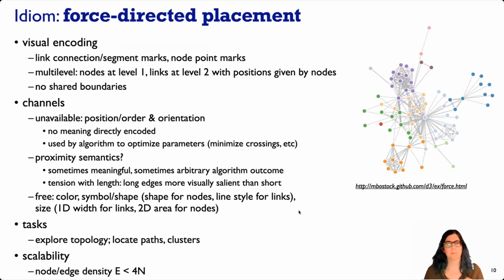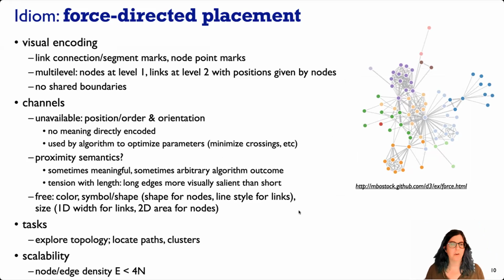So, let's analyze this. Force-directed placement, from a visual encoding point of view, well, we've got these link marks, and the mark type is a segment, and these are specifically connection marks. And then we have these point marks, which are the nodes. So at level 1, we've got the nodes, and then those positions are used at a level above with the links to inherit those positions. Don't have any shared boundaries.